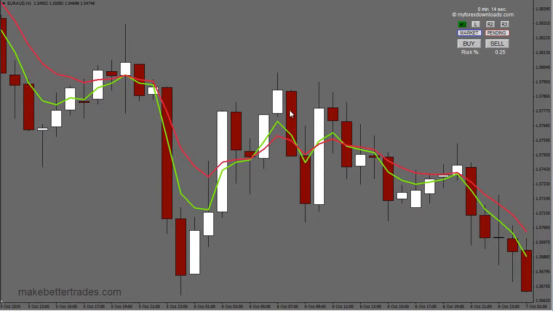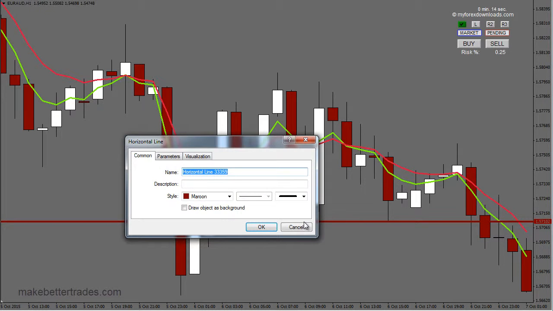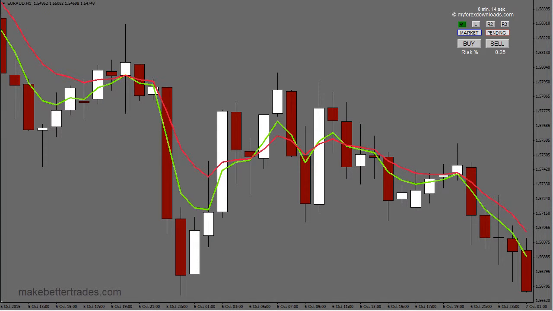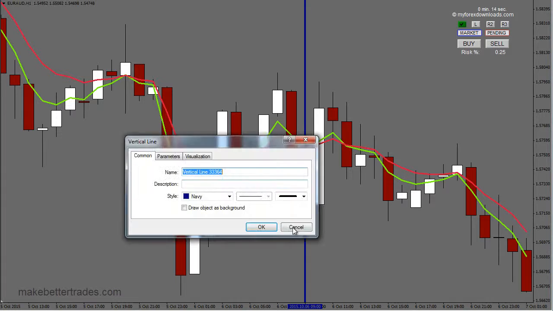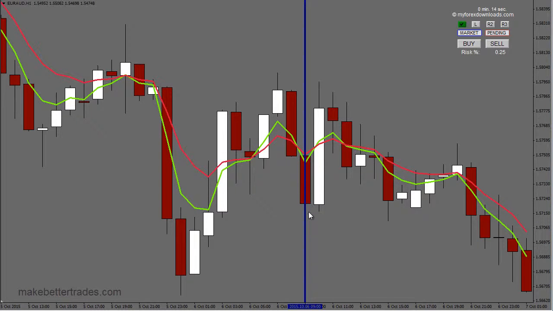So let's look at this area right here where the green crosses below the red, the 4 below the 8, giving us an indication here to go short. Price does eventually do that, but there's a better spot to actually get in than on this particular candle. So right here we have a cross on this candle here. Actually, let's draw a vertical line to define that candle, okay, to go short.